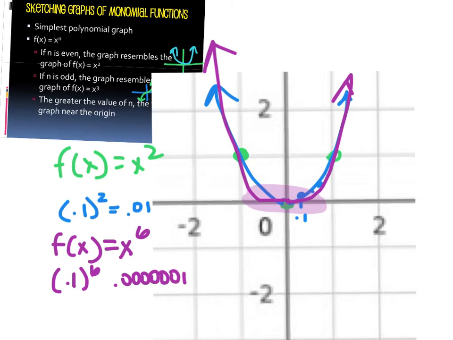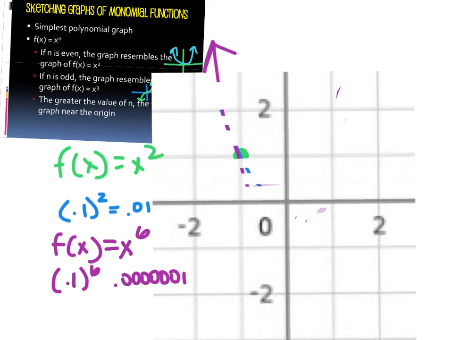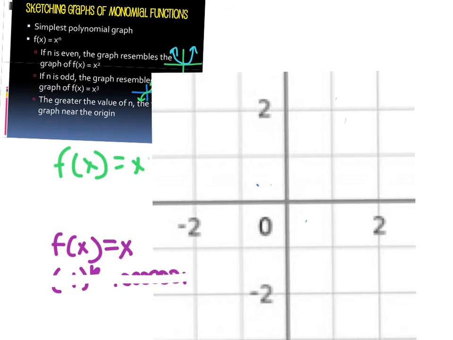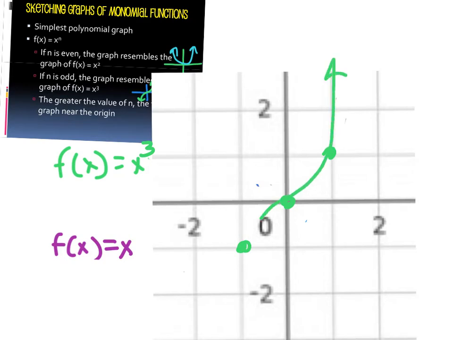Same thing for the cubic function. So if I look at this as the cubic function now, if it said x to the 3rd, I'd still have a 0, 0. I'd have a 1, 1, a negative 1, 1. And then in between here, my function would look something like that. 0.1 cubed would be 0.001.